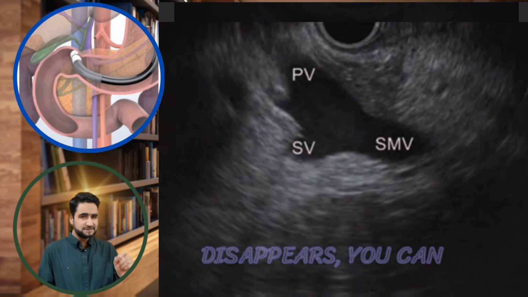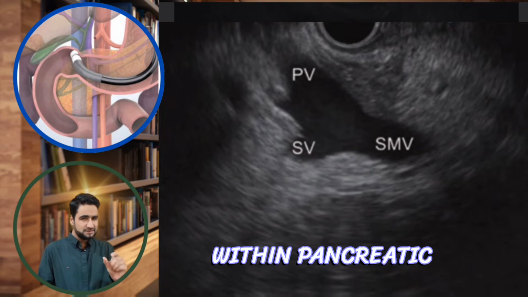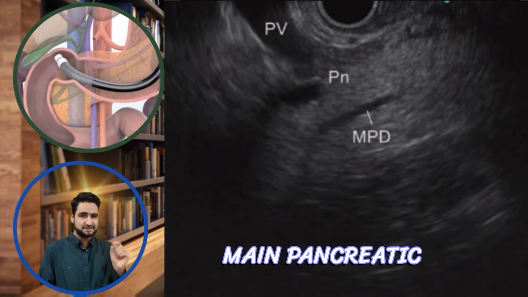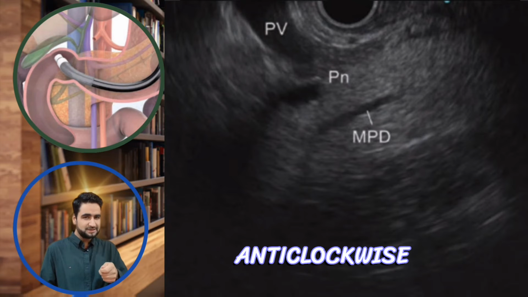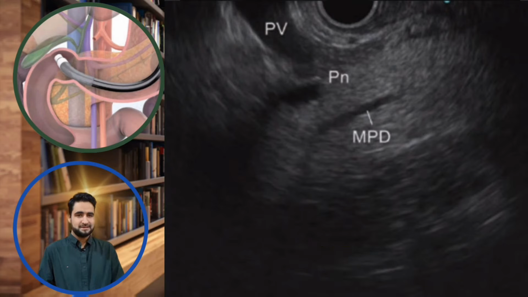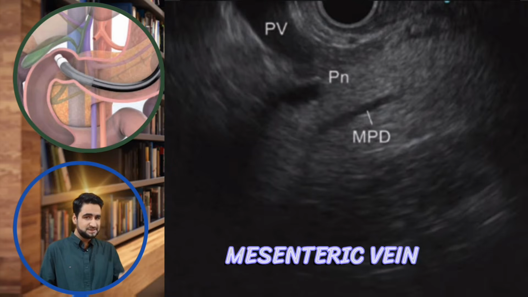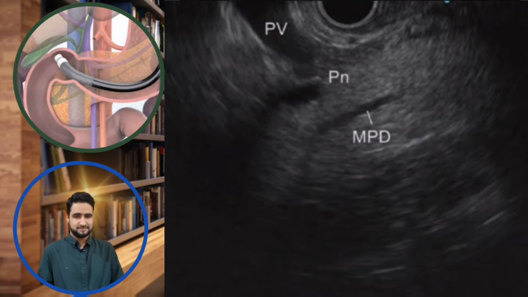After the confluence disappears, you can see a tubular anechoic structure within the pancreatic shadow. This structure is the main pancreatic duct. At this point, you will do a slight anticlockwise rotation to trace the main pancreatic duct. The region where the main pancreatic duct crosses the superior mesenteric vein and portal vein is the neck of the pancreas.